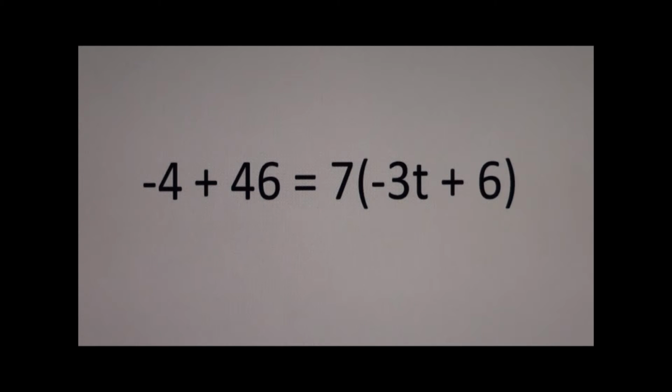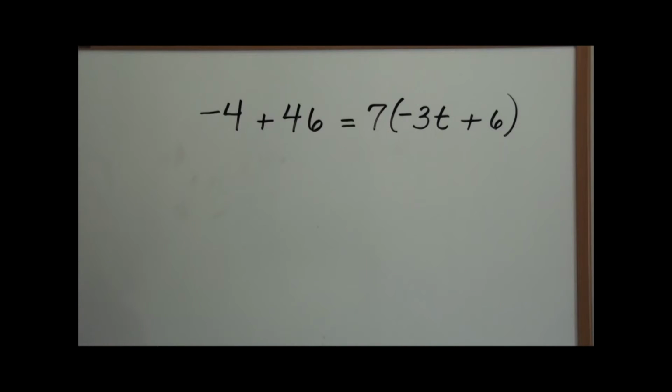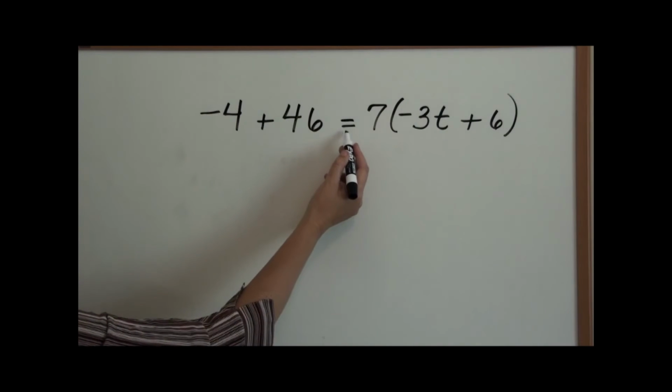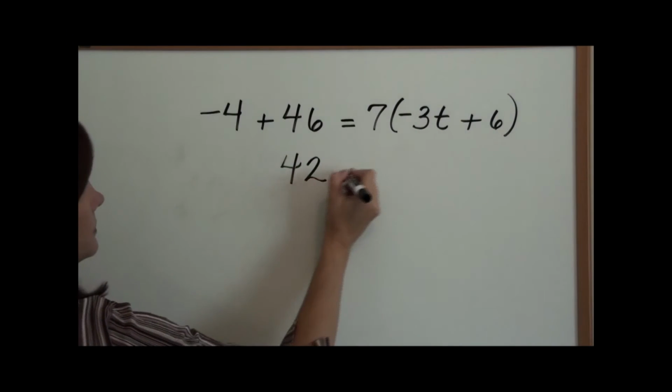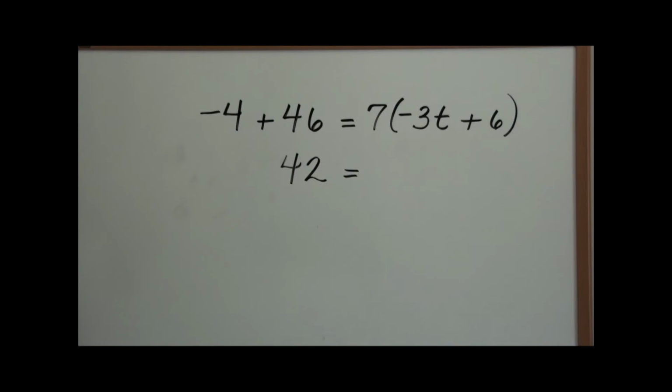Okay, this equation is negative 4 plus 46 equals 7 times the sum of negative 3t plus 6. Okay, let's take a look at the equation and look at the two sides the same way we've been doing. This equation is a little more complex, but we're still going to follow the same steps. The equal side divides our equation into two sides. So on the left side we have negative 4 plus 46. Well, that's just an addition problem. Those are two constants. Negative 4 plus 46 gives me positive 42. So I go ahead and simplify that left side.